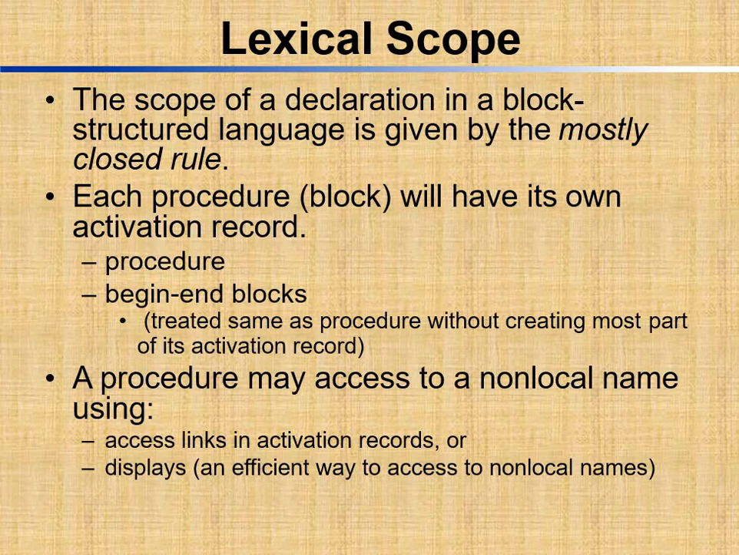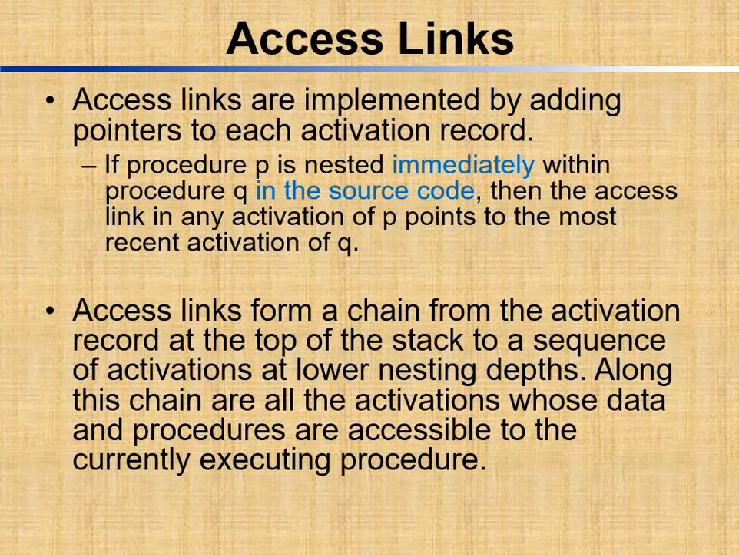Now we will see access links. Access links are implemented by adding pointers to each activation record. If procedure P is nested immediately within procedure Q in the source code, then the access link in any activation of P points to the most recent activation of Q. Access links form a chain from the activation record at the top of the stack to a sequence of activations at lower nesting depth. Along this chain are all the activations whose data or procedures are accessible to the currently executing procedure.